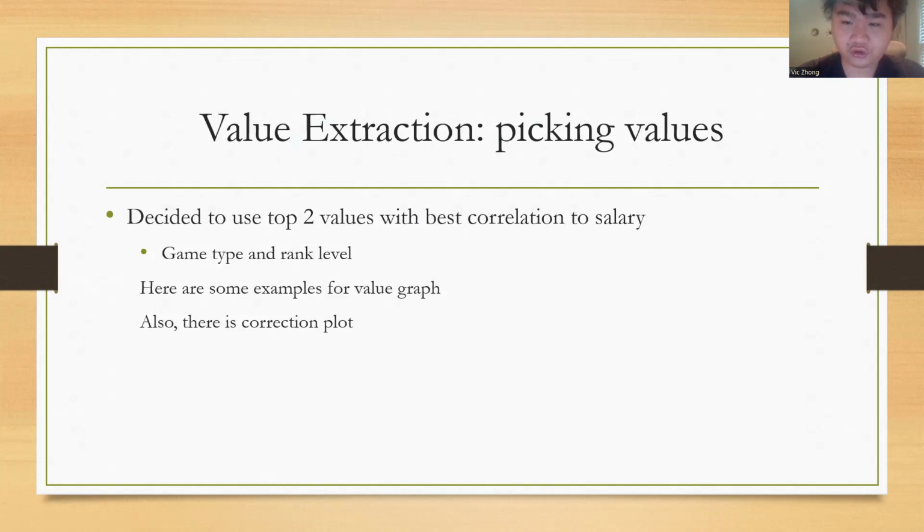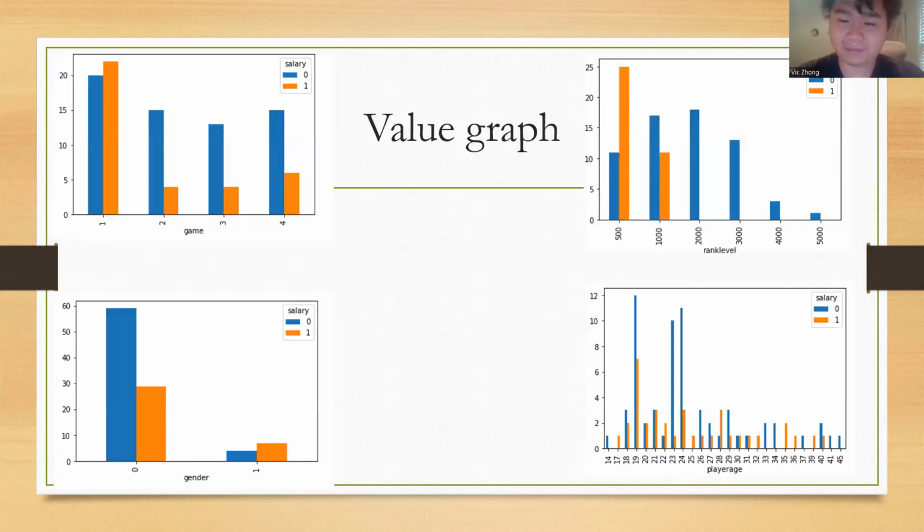And I'm gonna show you some examples of the value graphs and the correlation part. Here are 4 of the value graphs. I didn't show you all of them, just 4. For the game, you can tell game type 1 has way more players and way more high salary players.